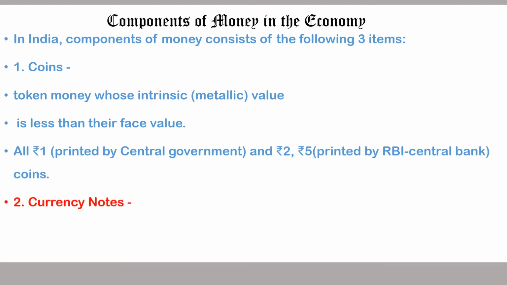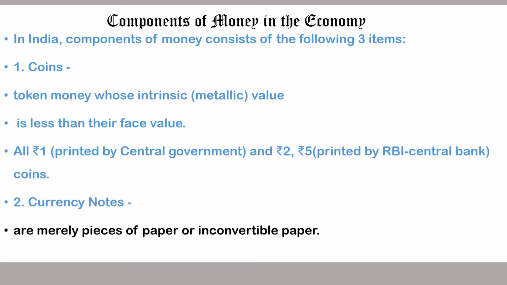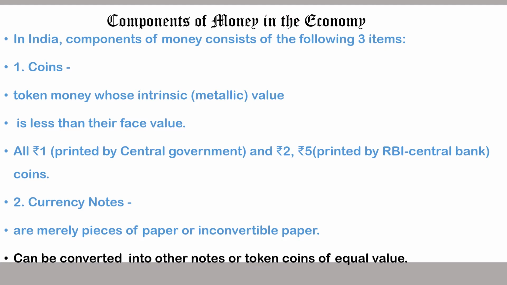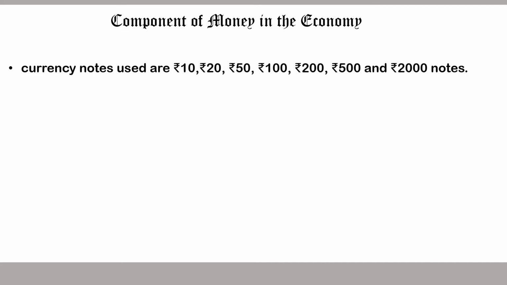Second, currency notes. Currency notes are merely pieces of paper or inconvertible paper. They can be converted into other notes or token coins of equal value. Currency notes used in India for circulation and for exchange are 10 rupee notes, 20 rupee notes, 50 rupee notes, 100 rupee, 200 rupee, 500 rupee and 2000 rupee notes.